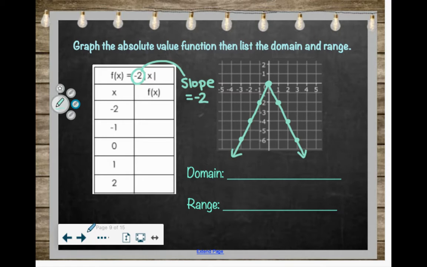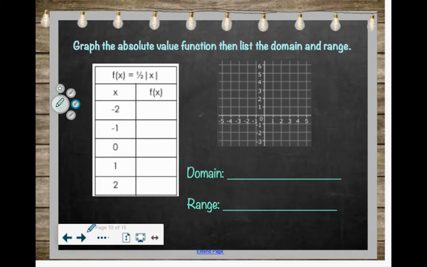Okay, my domain still goes left and right forever. If you haven't caught on by now, that's not really going to change about any of these graphs. The only part that changes is the range. And this time, the bottom of my graph keeps coming down here forever. So the bottom is negative infinity, comma, the top is 0. And because there's actually a point up there where y equals 0, we get to use a bracket. All right.